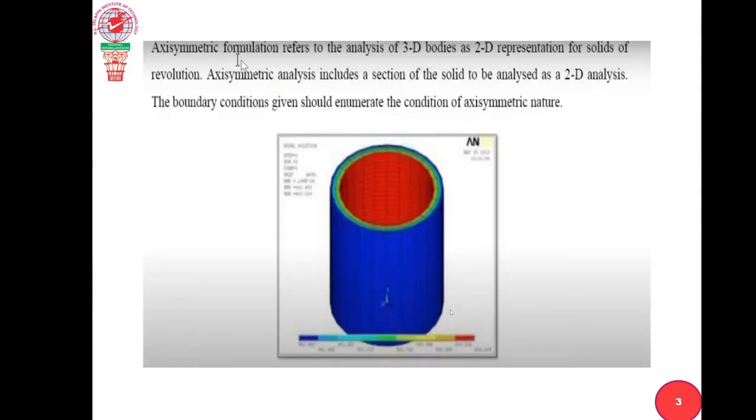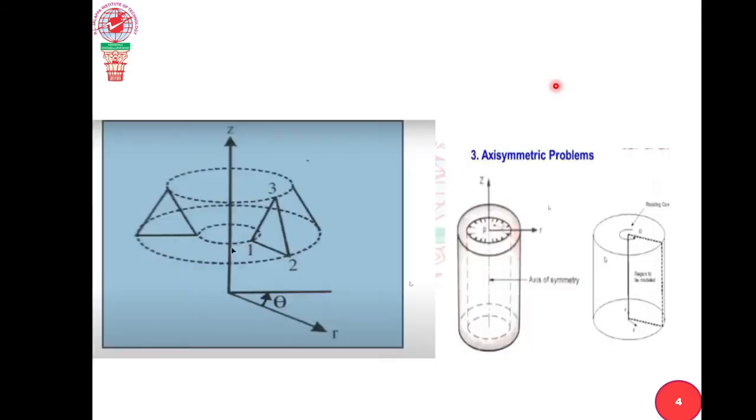I hope you can see here. Axisymmetry refers to the analysis of 3D bodies as 2D representation for solids of revolution. The axisymmetric analysis includes a section of the solid to be analyzed as a 2D analysis. Very important thing: the section of the solid is analyzed as 2D. Even though it is 3D, we are going to analyze it like 2D with axisymmetric elements.